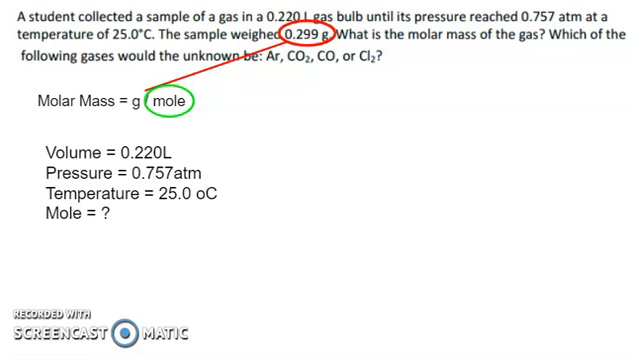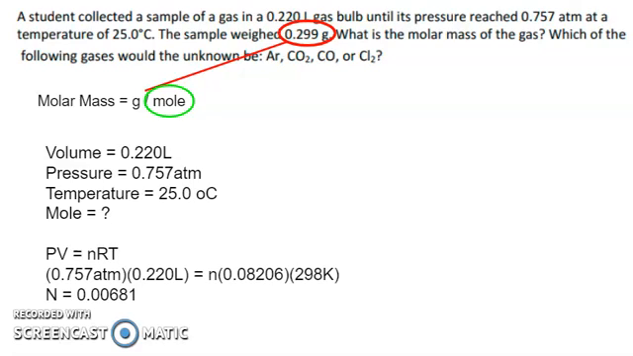I'm given the following other numbers in this problem: the volume of 0.22 liters, pressure 0.757 atm, and a temperature of 25 Celsius. Boy, doesn't that look like it's ready to go straight into the ideal gas law, PV equals nRT. Let's plug and let's chug. I found the number of moles to be equal to 0.00681. Let's plug that back into the molar mass.